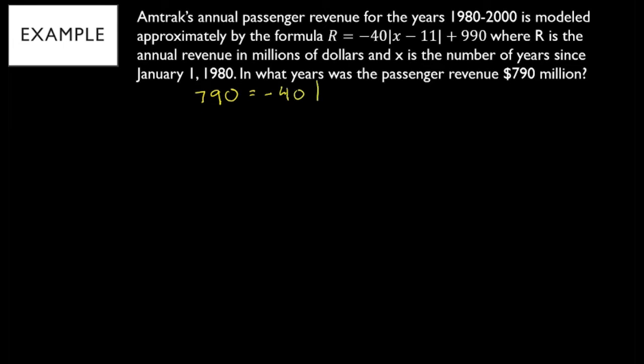Then we have 790 equals negative 40 times the absolute value of x minus 11, plus 990. Unlike the previous example, which we could essentially do in our head, this one you're not doing in your head. You need to actually solve and go through all of the steps. So we need to get the absolute value part by itself. The first thing we do is add or subtract from both sides. I'm going to have to move the 990 away from the right to the left, so we'll do that by subtracting.